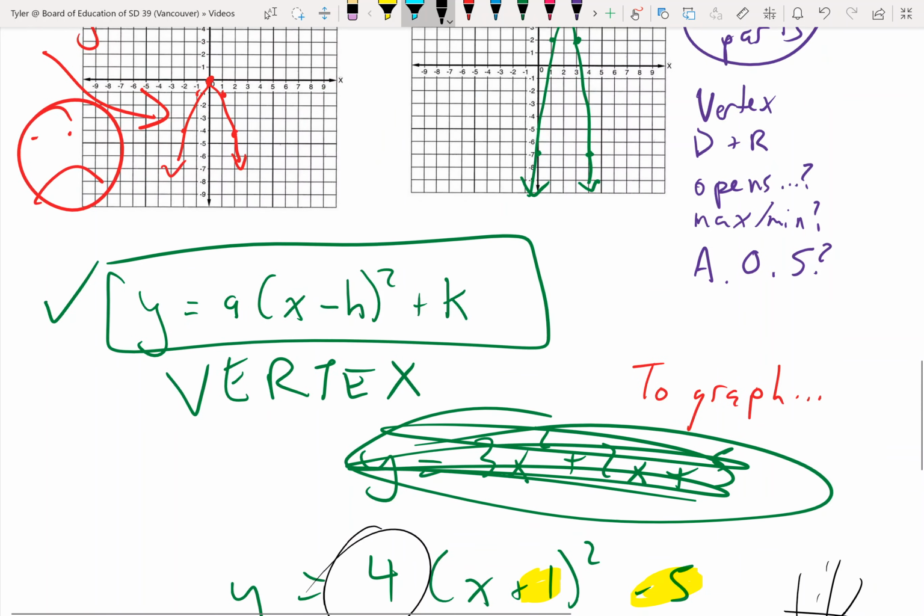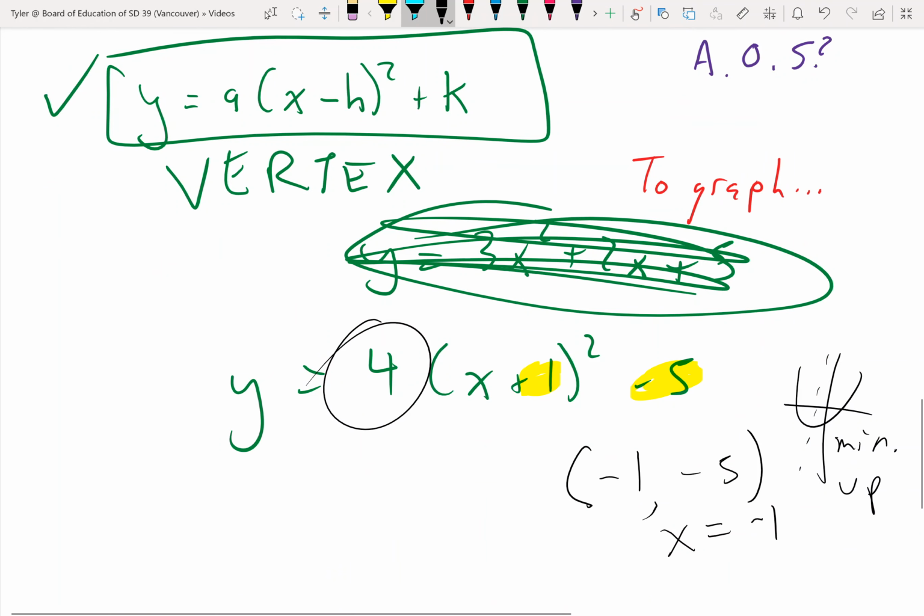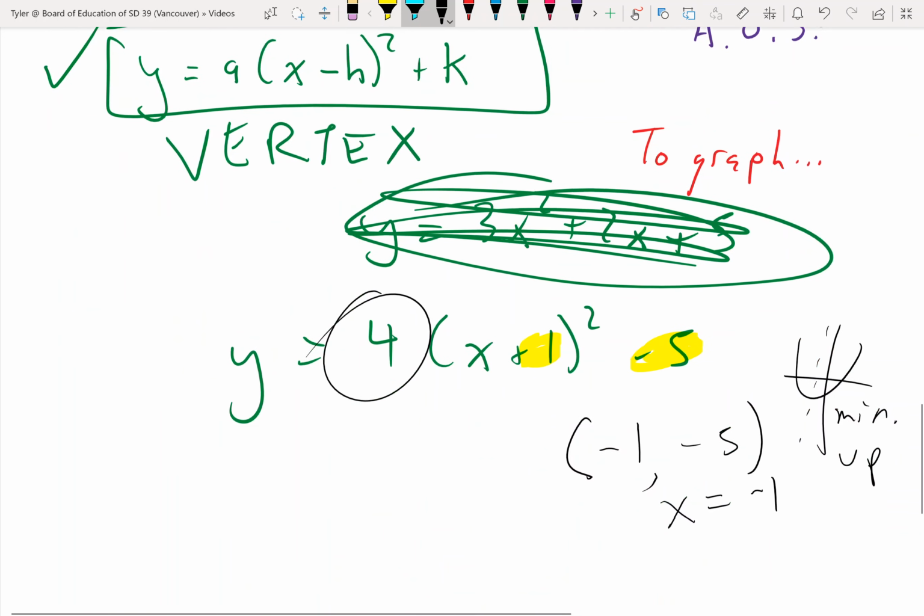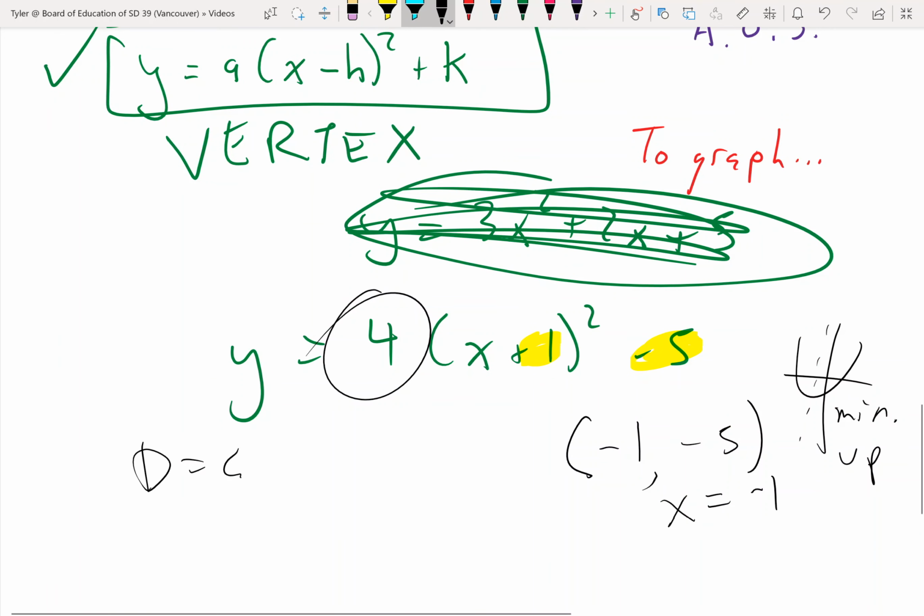Okay, what's the other things we asked about? Oh, it opens upwards. It's really easy to tell. And the domain and range. Domain is always x ∈ R. Oh, that was the worst x ever. Okay, domain is always x ∈ R for parabolas. The range is going to be, what do we got? It was -5 is our low point. So we have to say y is greater than or equal to -5 because it goes up from there.